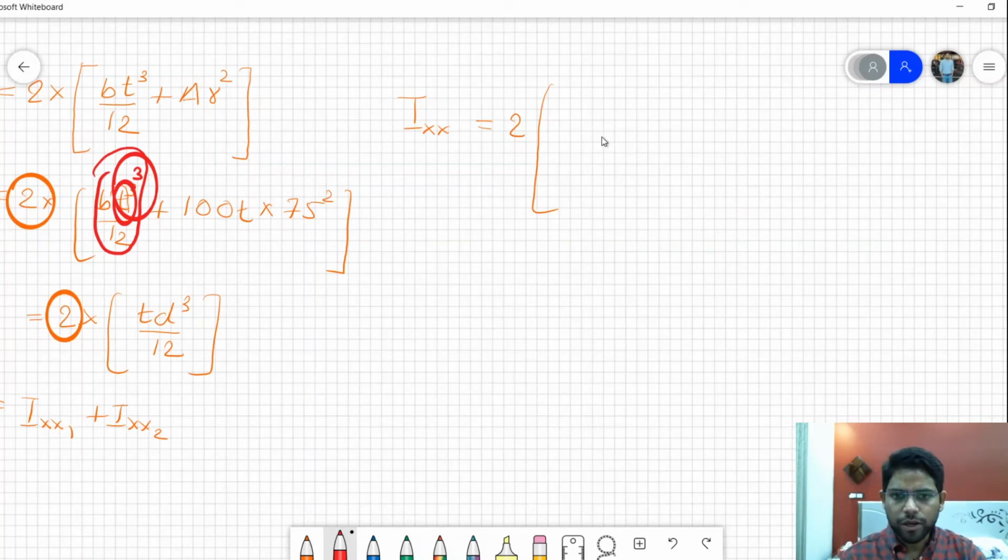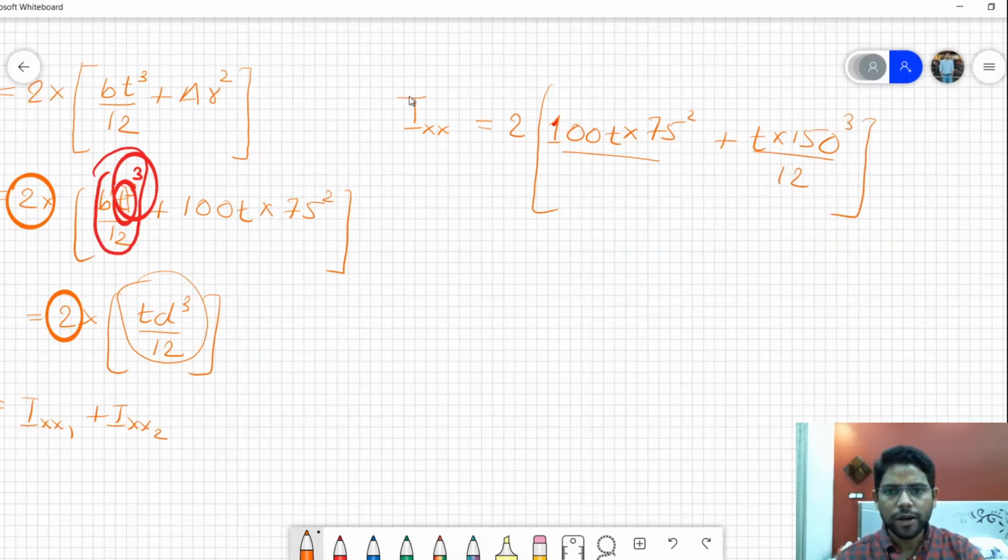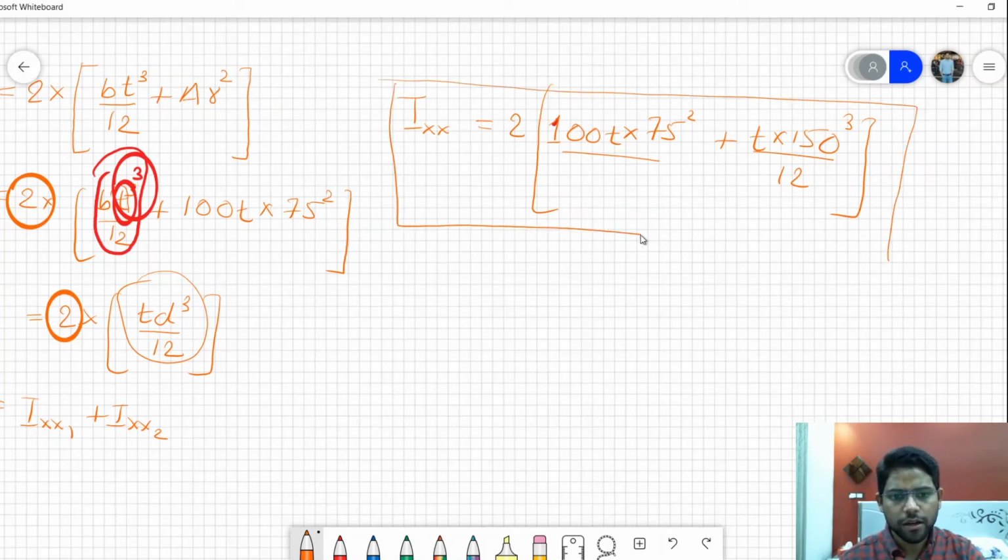Okay, so we will only take 100 t multiplied by 75 square. This is for the first and the second weld, and then t d cube upon 12. What is t? T is unknown. And what is d? D is 150, as given to you in the question, cube upon 12. So this is how you are going to calculate the total second moment of area combined for all the welds about the x-axis.